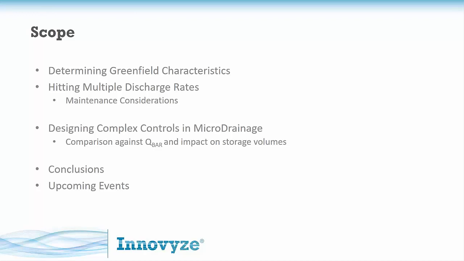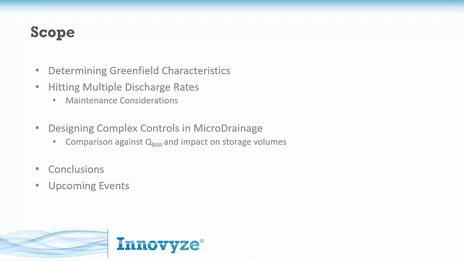To give a bit of a scope of what's going to happen as we go through, we'll discuss these greenfield characteristics, some of the theory and regulation behind why we might want to look at implementing complex flow controls, and Chris is going to talk to us about that, and then also how we actually achieve multiple discharge rates through the use of flow controls like the hydro brake and the different sorts of arrangements that we can use when designing complex flow controls.